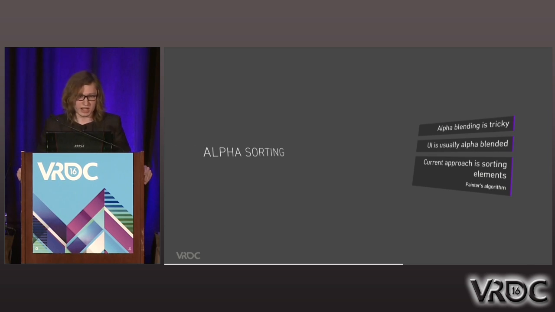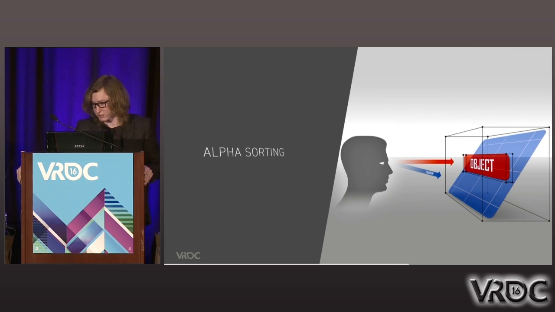So first thing is alpha sorting. And just for my reference, how many of you here know what alpha blending is? Wow, that's actually quite a lot. That's cool. So UI is usually alpha blended, or made out of transparent elements, for either transition effects such as fade in and fade out, or just because you need transparent elements in your UI, right? So the current approach to doing transparent elements in 3D is to sort these elements from back to front so they can be blended in the end, using what's called the painter's algorithm. So there's a problem with this approach.